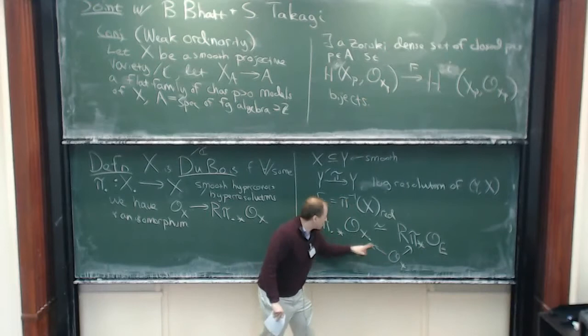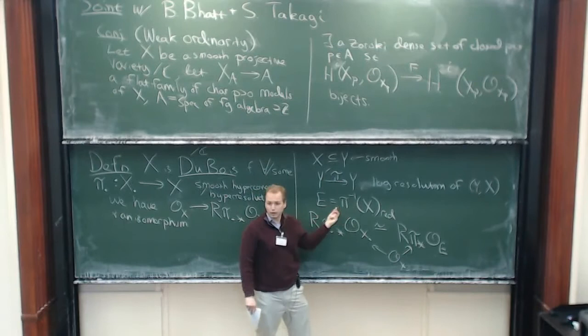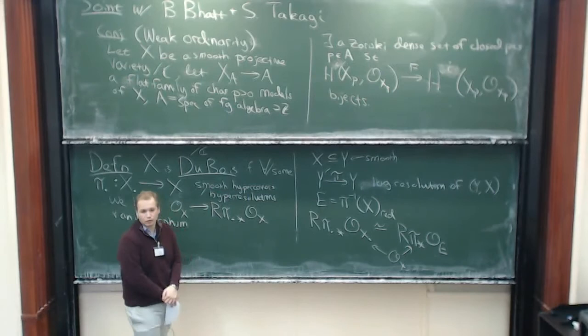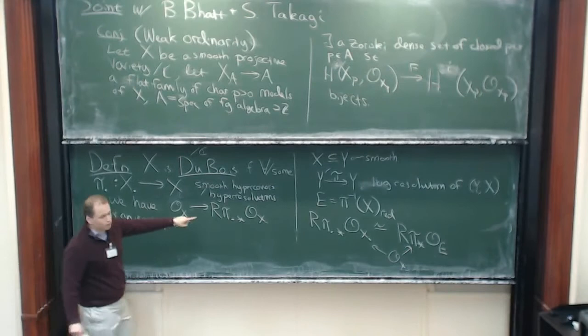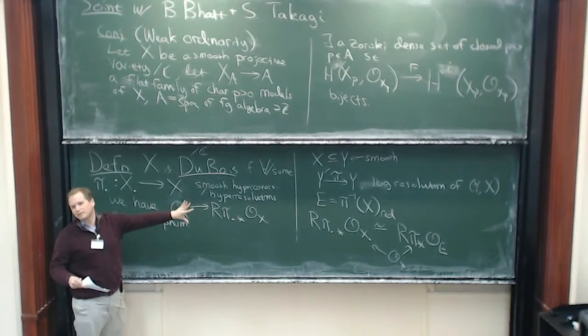So if you want, you can define X to be Du Bois if for any embedding of X into some smooth guy, you take a log resolution, you look at E the exceptional set, and you require that O_X mapping to this guy is an isomorphism. Okay. But back to your original, I guess you had a question how this is like a resolution. It turns out that one of the components here is the resolution of singularities, but there's other components too, which maybe even fit together in some way like that. Not so far. Okay.